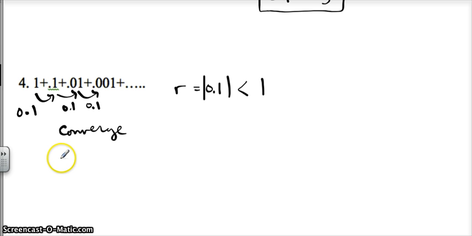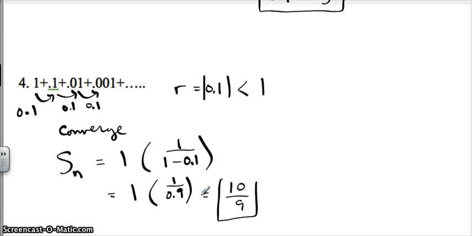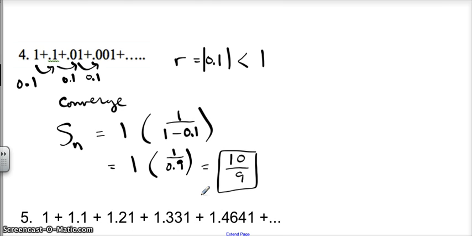So let's find that sum. The sum is equal to the first term being 1, times 1 over 1 minus r. Our r value is 0.1. So 1 minus 0.1 will just give us 0.9. And 0.9 is the same thing as 9/10. So 1 over 9/10 is the same thing as 10 over 9. Okay. Again, pause if you need to, rewind if you need to. Let's take a look at the next one.